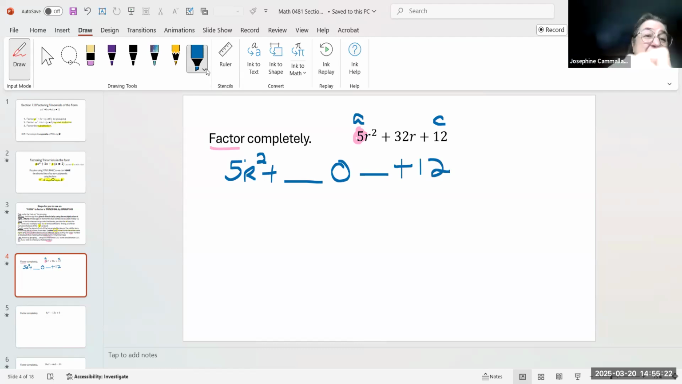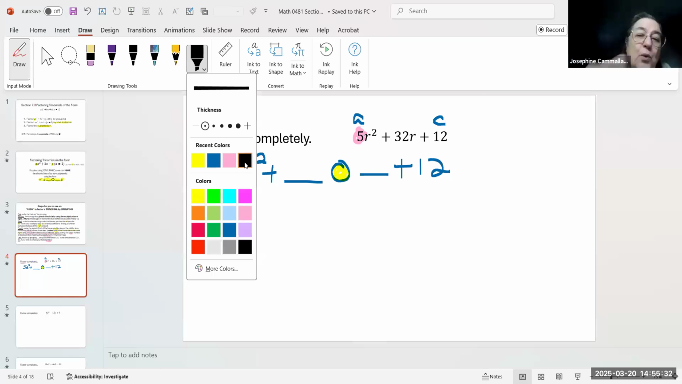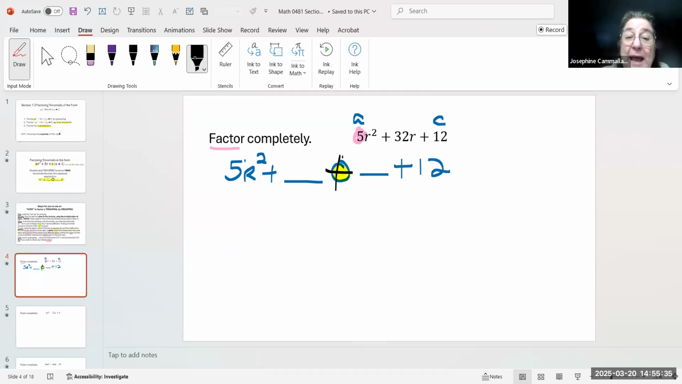Now, with these trinomials, that middle sign is going to be so important. And as we know by now, this is a positive sign, because this first sign times this sign has got to give us the positive sign in front of 12. Now, just as we did before, we're going to take A and multiply by C. Well, 5 times 12 is 60.